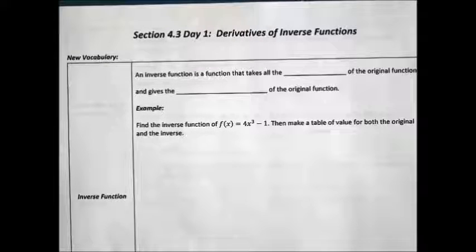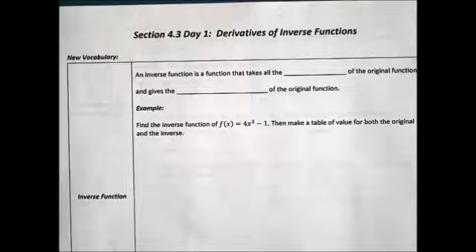Today we're again going to look at taking derivatives of things that can't just easily follow other derivative rules. So far we've learned how to take derivatives with basic rules. We've learned how to take derivatives where the y isn't by itself. And now we're going to learn how to take the derivative of the inverse of a function. So let's start by reviewing what the heck an inverse function is.